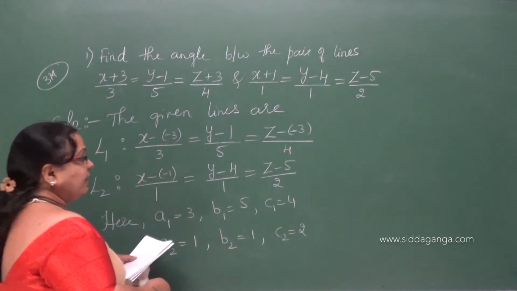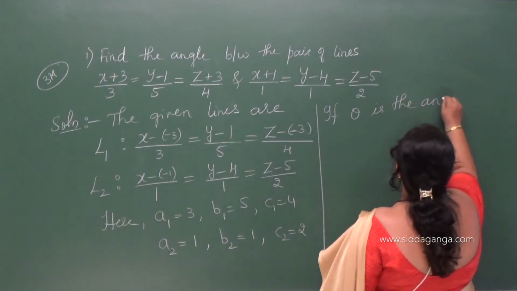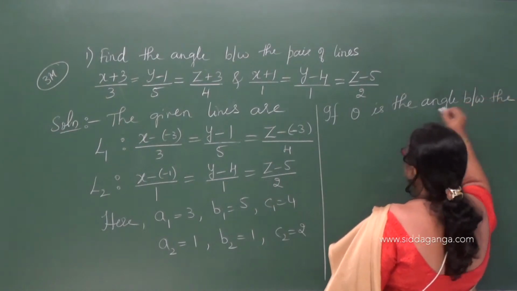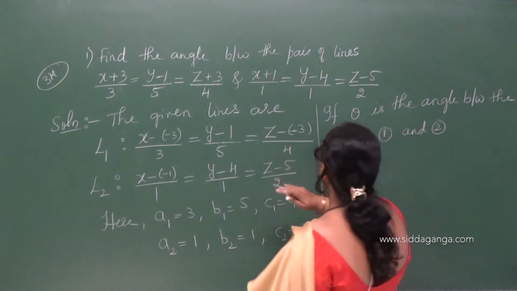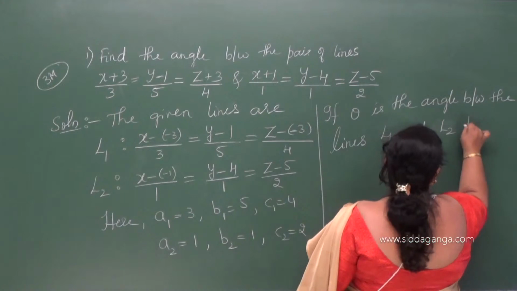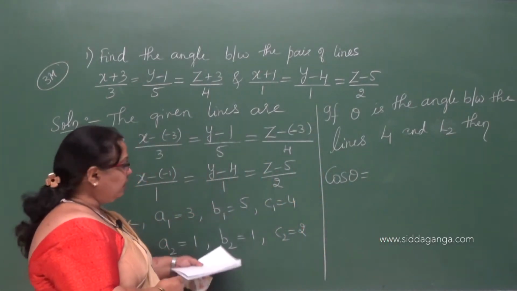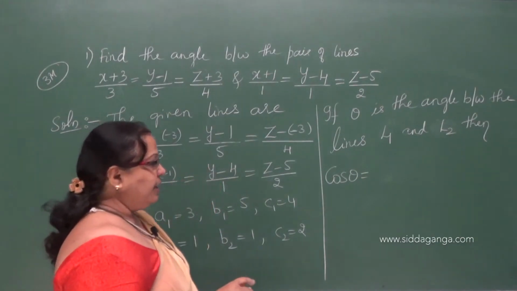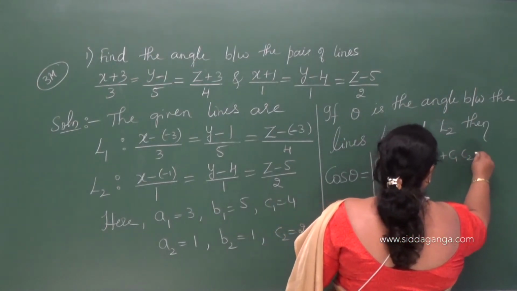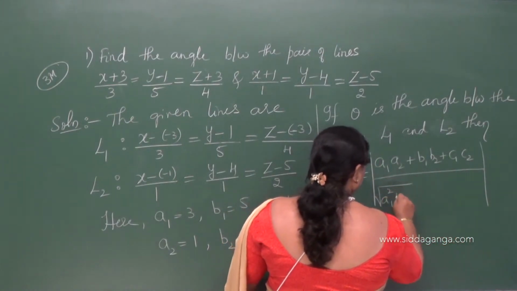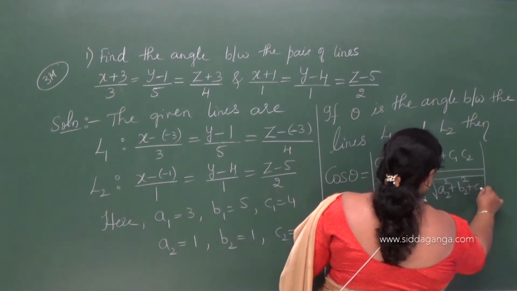So now if theta is the angle between the lines 1 and 2, or L1 and L2, then cos theta equal to, see here the direction ratios of vectors b1 and b2 are known, so write the formula in terms of direction ratios. That is a1 a2 plus b1 b2 plus c1 c2, divided by root of a1 square plus b1 square plus c1 square into root of a2 square plus b2 square plus c2 square.